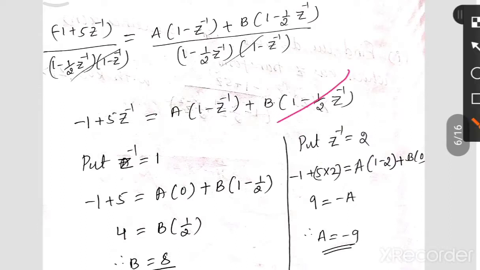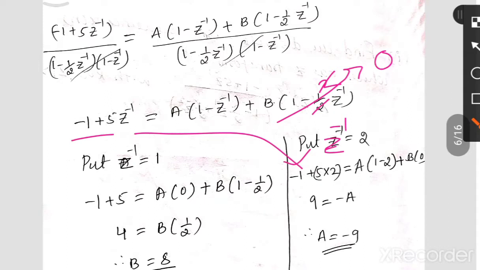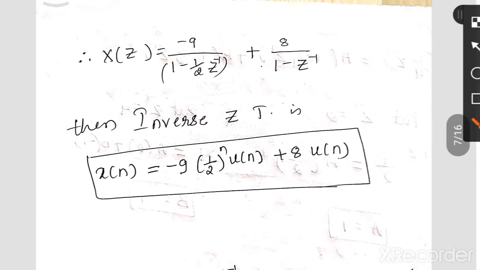So to make B equal to 0, what value are we supposed to put? The z inverse value should be put as 2. When you put this, the 2 gets cancelled, 1 minus 1 will be 0. Therefore, in this part, minus 1 plus 5 into 2 equal to A of 1 minus 2 plus B into 0. So simplify this. Minus 1 plus 10 is 9, equal to A into 1 minus 2, which is minus A, so A is equal to minus 9. Therefore, take those two values and substitute.